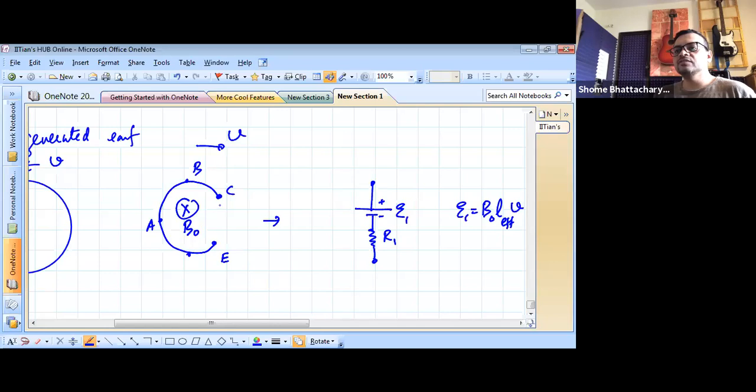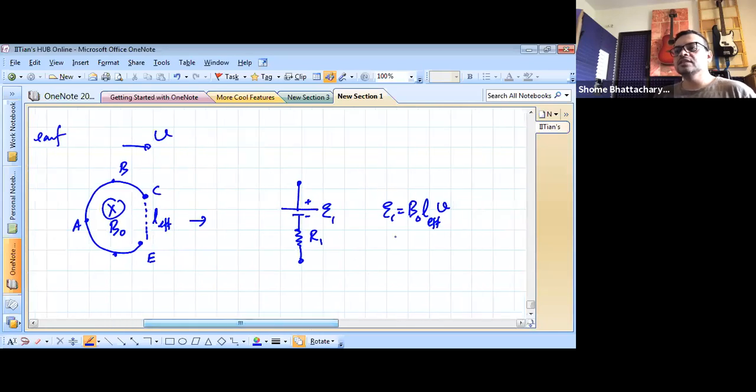Okay. Now what will that L effective be? This will be the L effective. So if you know the center to center distance, you can find L effective in terms of X, where X is the center to center distance. And R1 of course will be lambda into the arc length ABC. So this is also going to be some kind of function of X ultimately, which you can calculate. Okay. So do that.